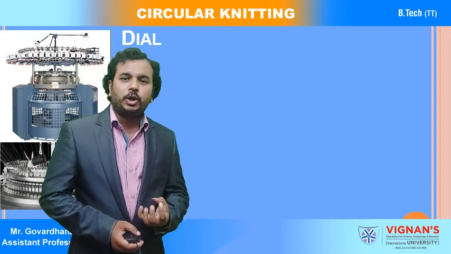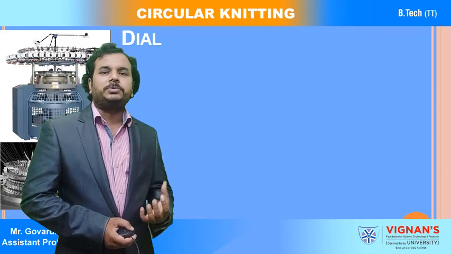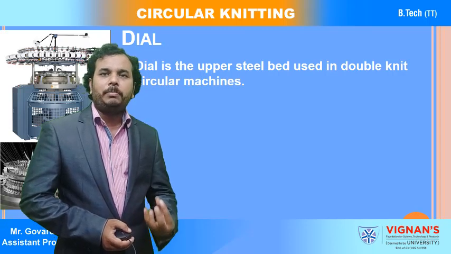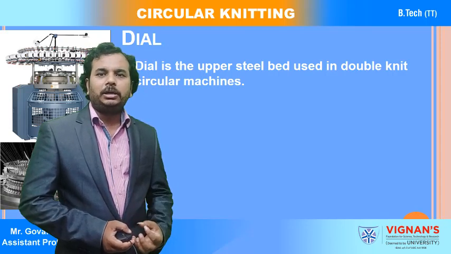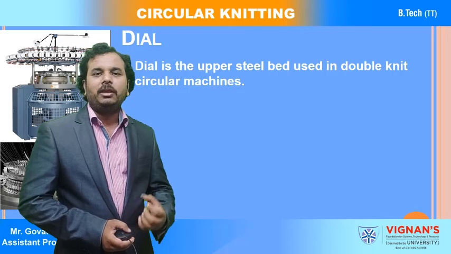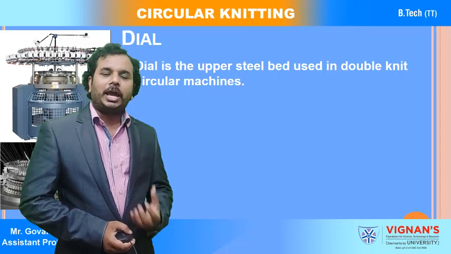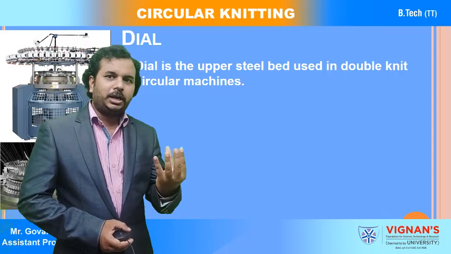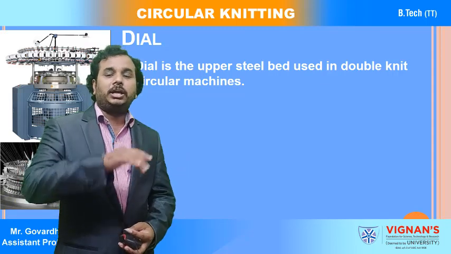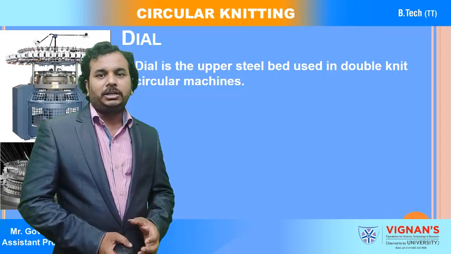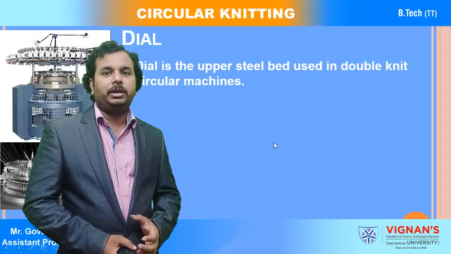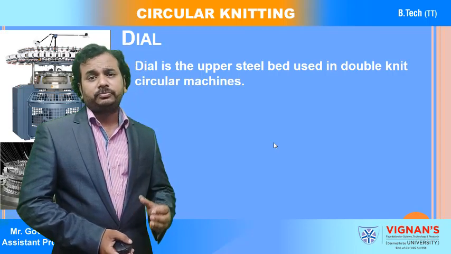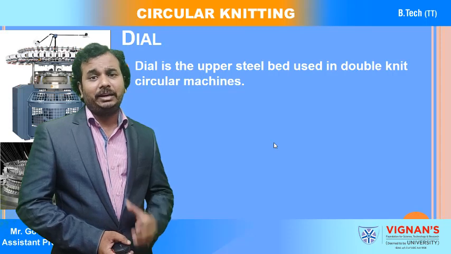Now the dial is going to be at the top side of the cylinder. The dial is an upper steel bed used in double knitting machines or double jersey weft knitting machines. So the dial is called the upper steel bed. So there is a cylinder, and on the top side of the cylinder we have a different dial type of needle bed. This dial type of needle bed is going to be used as a second needle bed.